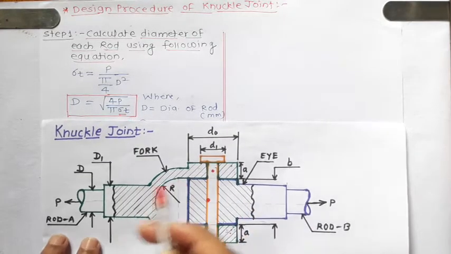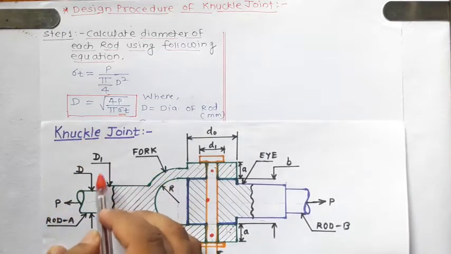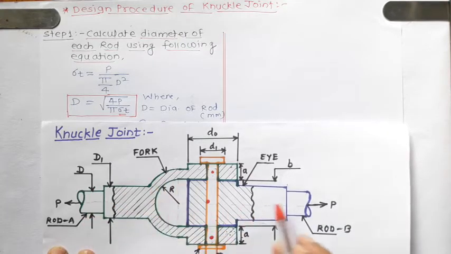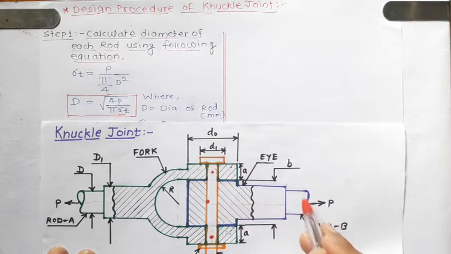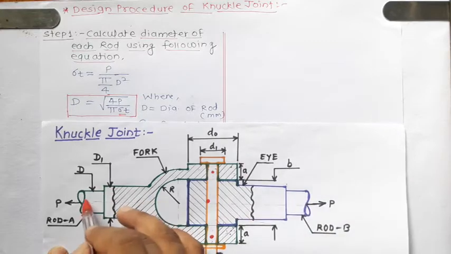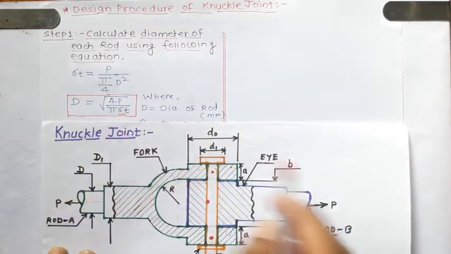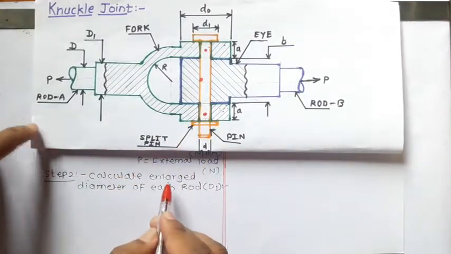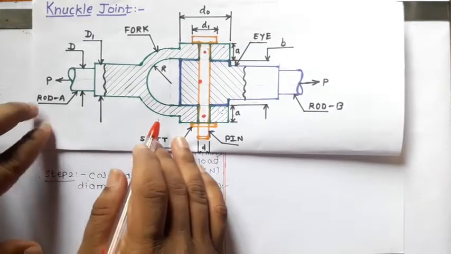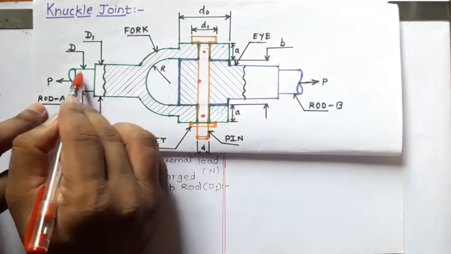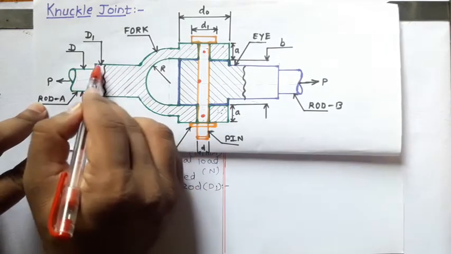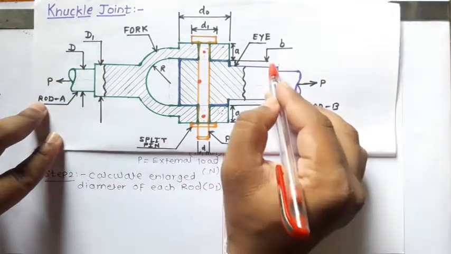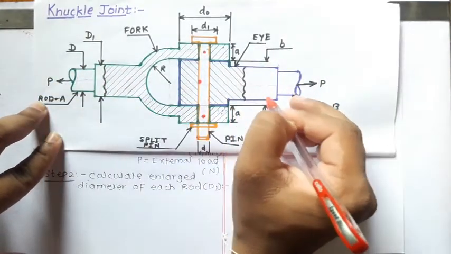Just now, we have seen the equation to find out the diameter of each rod, that is capital D, the diameter of this fork and the diameter of this eye. Both the diameters are the same, that is capital D, and its equation is under root 4P upon pi into sigma t. Now the next step is to calculate the enlarged diameter of each rod. If you look at this diagram of knuckle joint, this is the diameter of rod, and this is the enlarged diameter of rod on both the sides. This is denoted by capital D1.